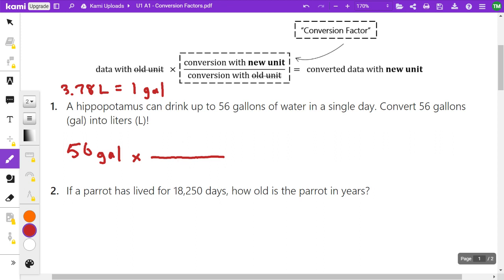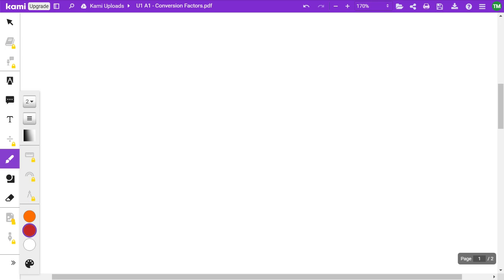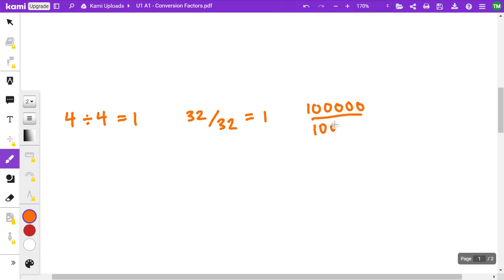Well, let's take a second to talk about some math facts here. For example, if I take something like 4 divided by 4, that equals 1. If I take something like 32 divided by 32, that is also 1. Or if I take 100,000 divided by 100,000, that is also equal to 1. You can do this with any two numbers. Anything divided by itself is equal to 1.